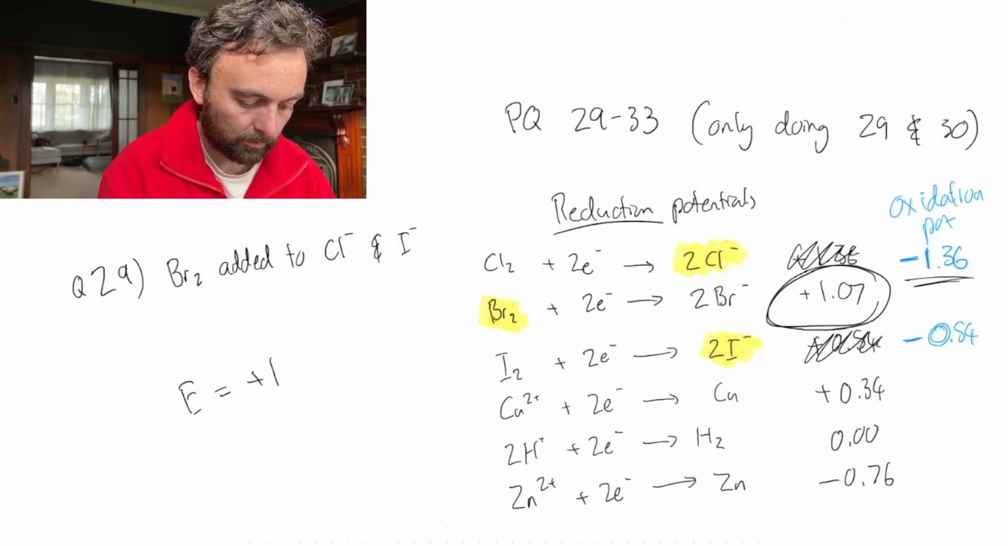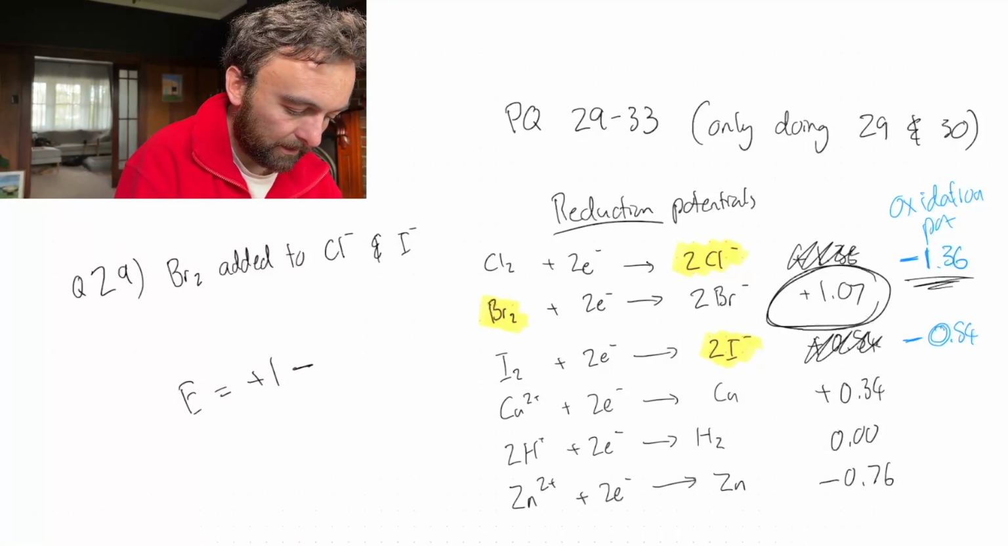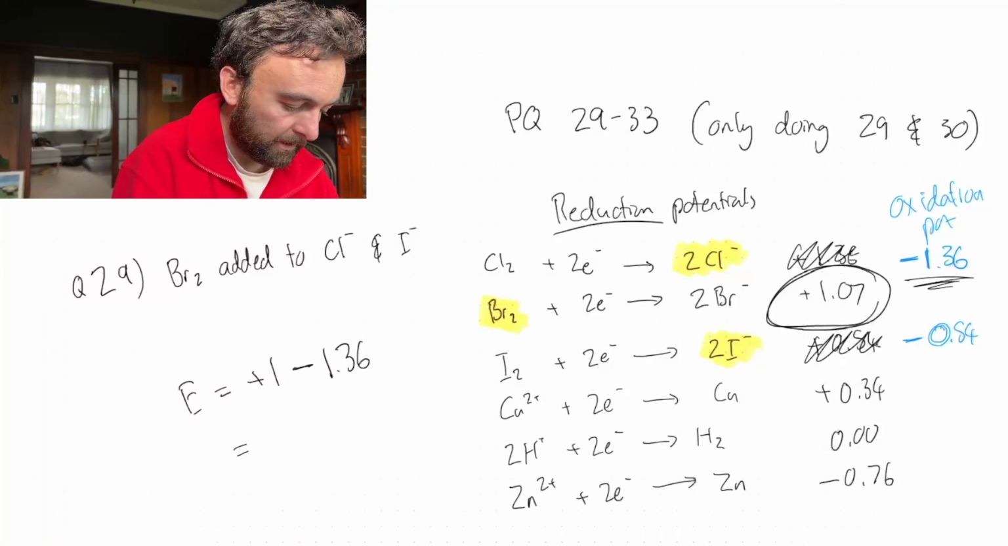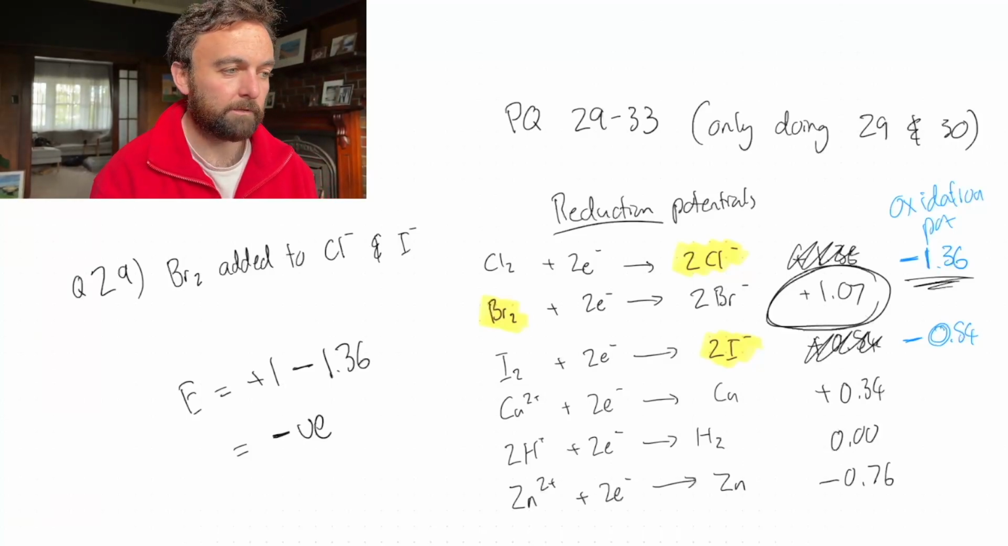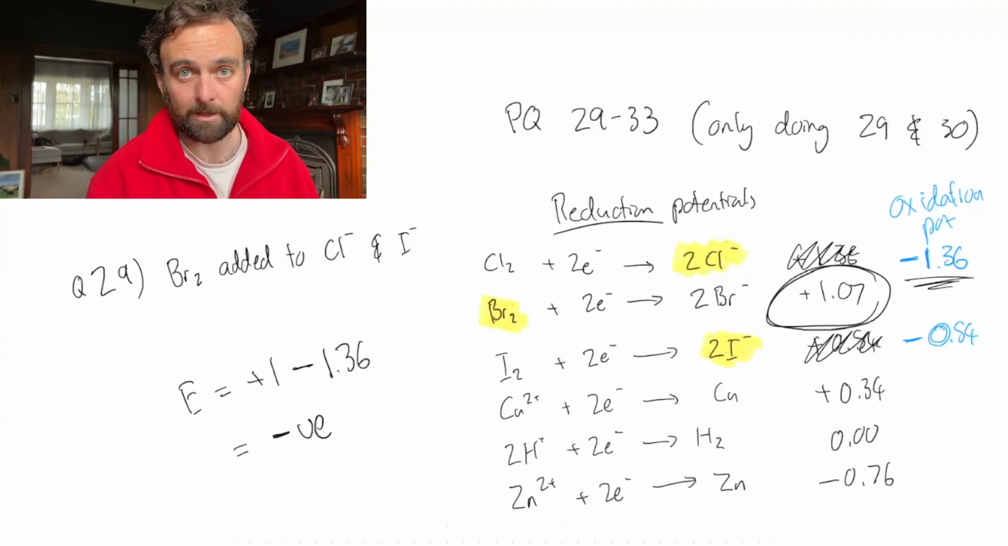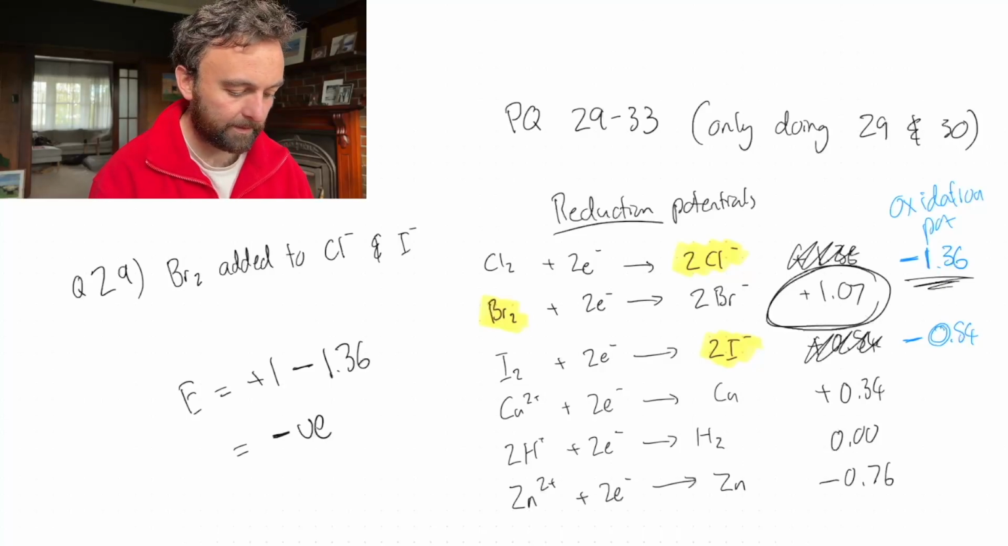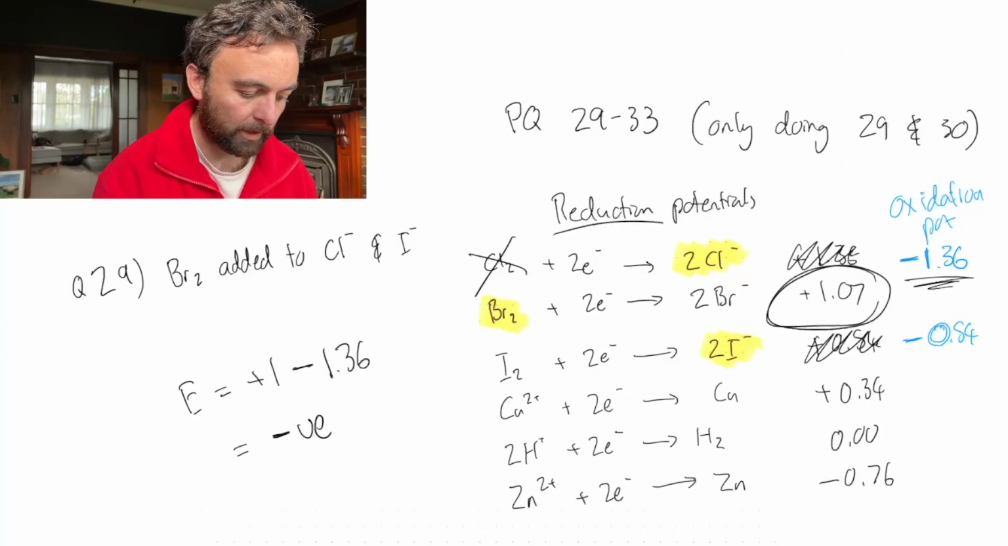So if we take the chlorine, it's actually negative 1.36. So this will in total be a negative number. And remember I said if it's a negative number, nothing will happen. So in this case, nothing actually happens. So nothing happens with the chlorine.